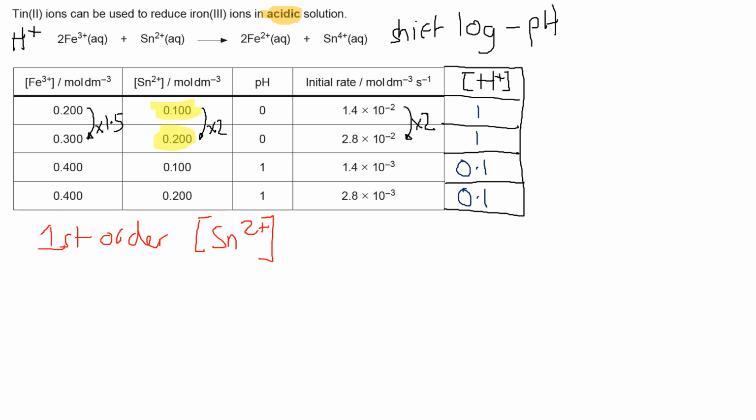And that doubling comes about from the doubling of the Sn2+, which means that increasing the Fe3+ is having no additional effect on the rate, and therefore it must be zero order with respect to the Fe3+, because the 1.5 increase has no extra effect on the rate in addition to the times 2 from the Sn2+. So it must be zero order. Zero order means it has no influence on the rate. So we're almost there.